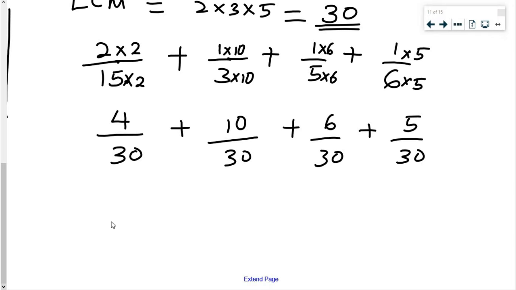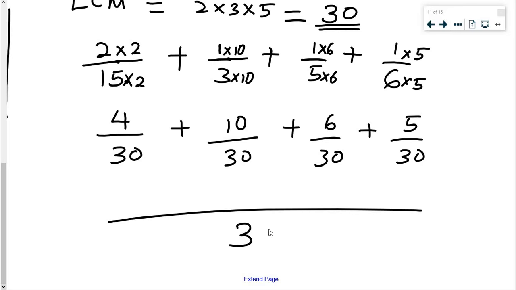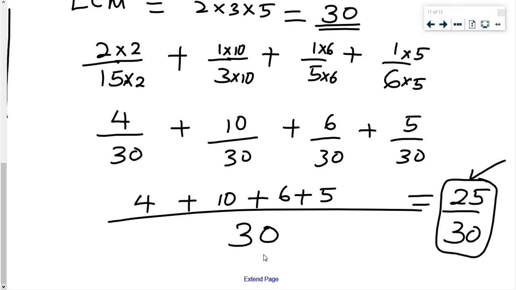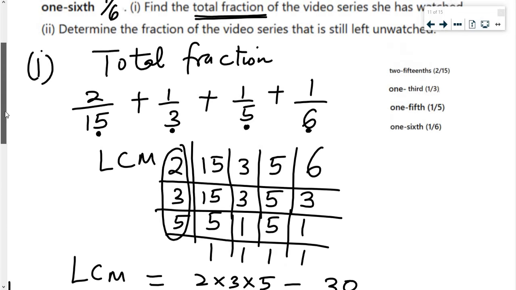Now the denominators are the same. So make a line, put the same denominator 30, and then add the numerators. When you add, you're going to get 4 plus 10, 14, plus 6, 20, plus 5, 25 upon 30. This is your answer. Now some people will waste time here simplifying the fraction. Leave the fraction like that. Next question.